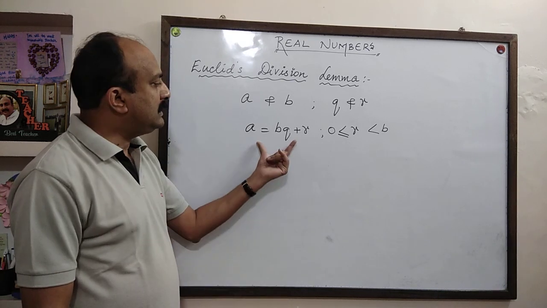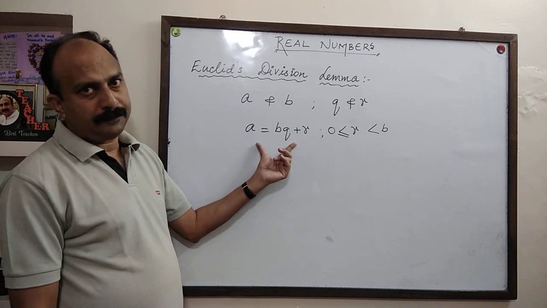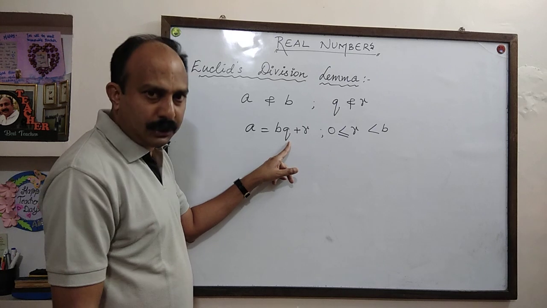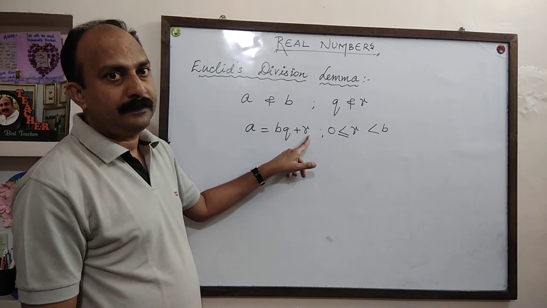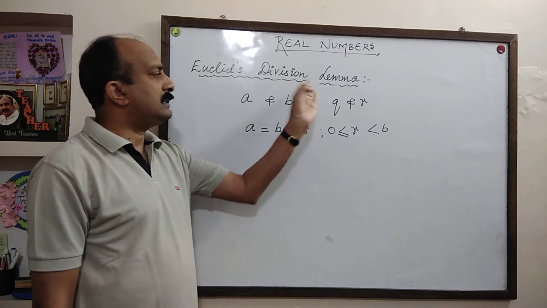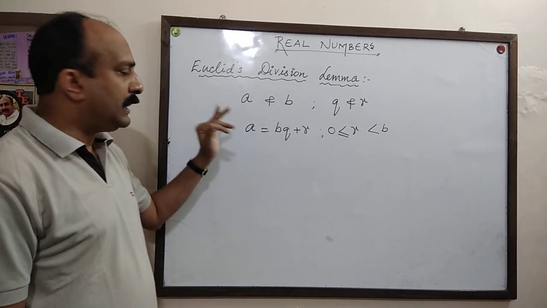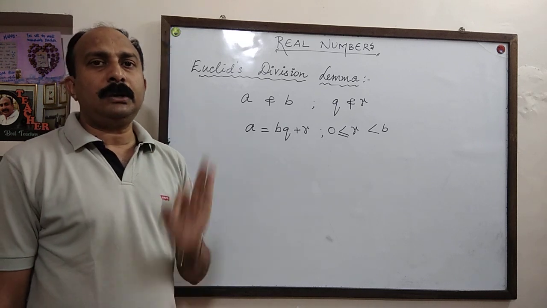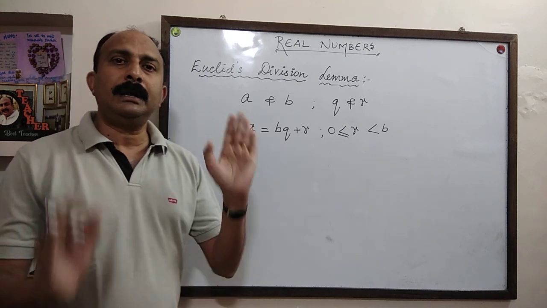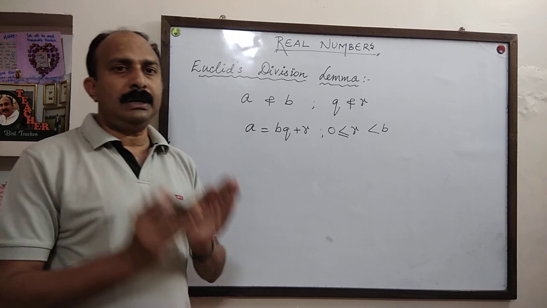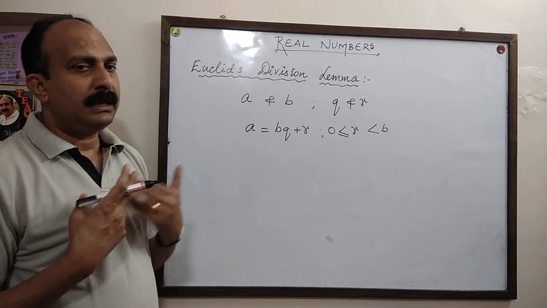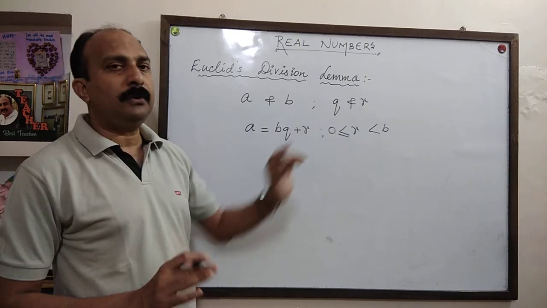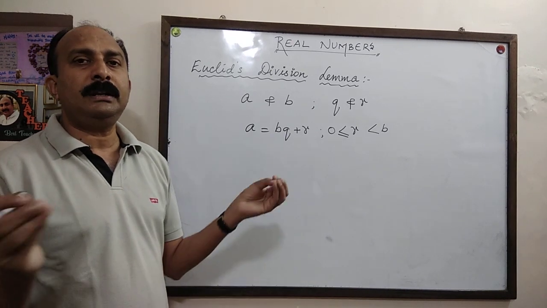What is it? This is called the division algorithm. When a is divided by b, the quotient is q and the remainder is r. This is the meaning of this Euclid's division lemma theorem. When a number a is divided by another number b, always you will get a quotient q and a remainder r. And this quotient and remainder are unique. Unique means if I do the division or you do the division, the value of q and the value of r will be the same. That way it is called unique.